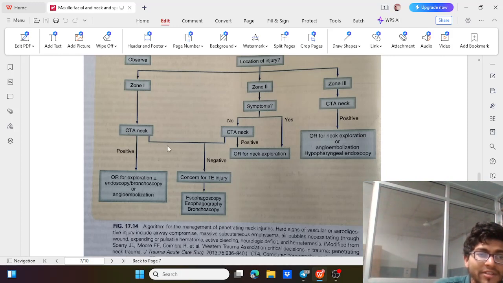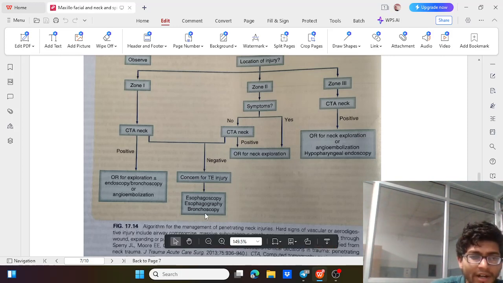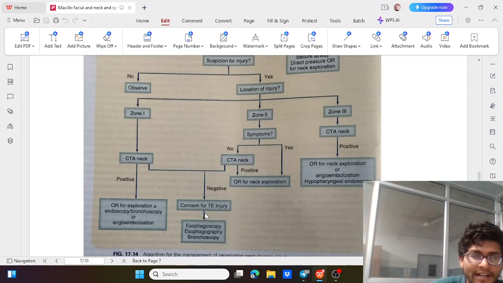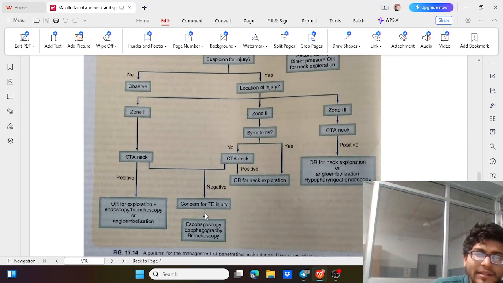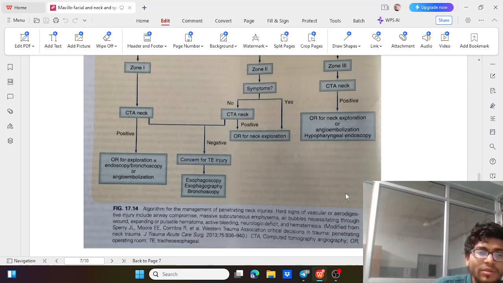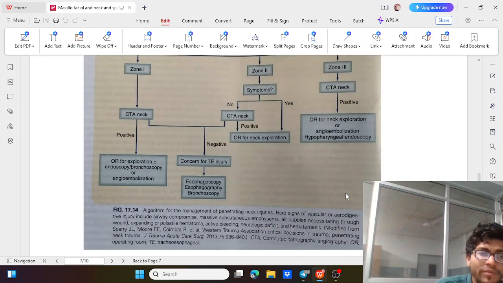Then if CT angio is negative in both cases, we can be concerned about thoracoesophageal injury and we can consider esophagoscopy, bronchoscopy and esophagography for further delineation of the anatomy and injury. Then coming to zone 3, we'll again go for CT angio, and if it is positive, then we'll go for neck exploration surgery and angioembolization or upper hypopharyngeal endoscopy. So this was about penetrating neck trauma. How do we manage these?